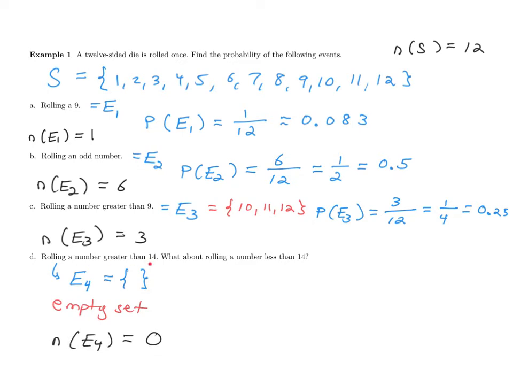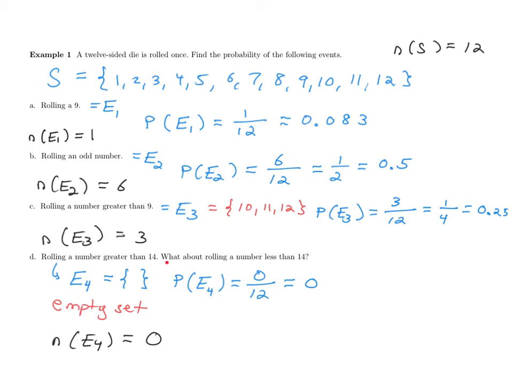In fact, this is impossible, right? I mean, if you have a 12-sided die that is only ordered 1 through 10, you can't get a 15, a 16, a 17. You can't get any of those things. The good news is it does match up with our formula for probability. The probability that event E sub 4 happens is 0 out of 12, and this reduces to 0. So your probability is 0. It can't happen. And that's also as a percent, 0%.